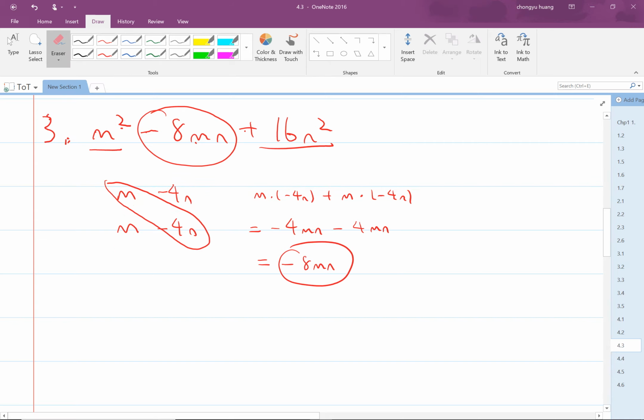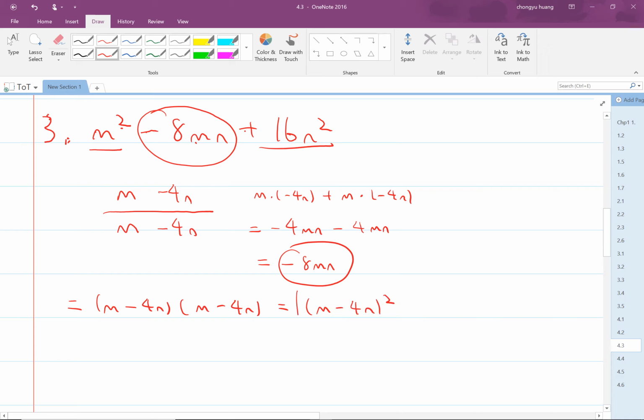So now is the time to finish the factorization. You put a line in between them, and then you write down m minus 4n and m minus 4n, which is equal to (m minus 4n) squared. Now you finish the factorization and you get the solution for question 3.